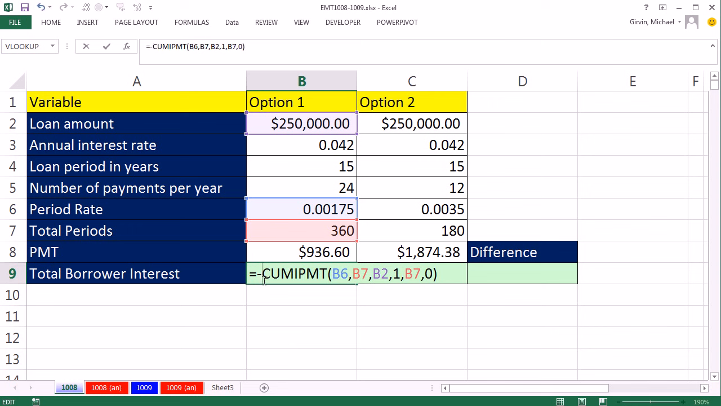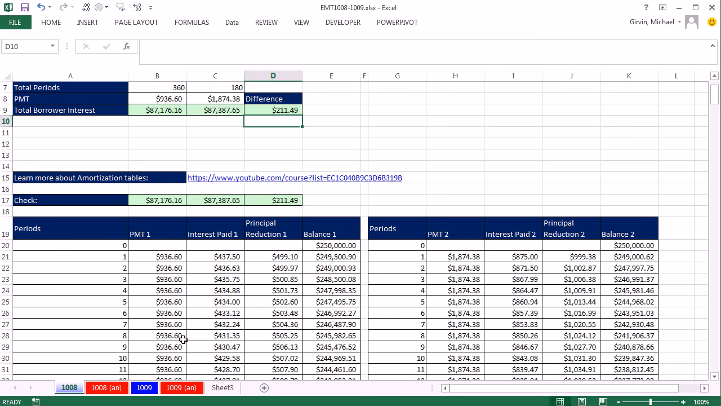Oh, this is the quick and easy way to do it. You could build up the amortization tables, right? Here's the amortization table for the semi-monthly. Here's for the monthly. And then we have a column for interest for each one of these. And we could just add them, and we could compare these two, and you get the same exact answer.